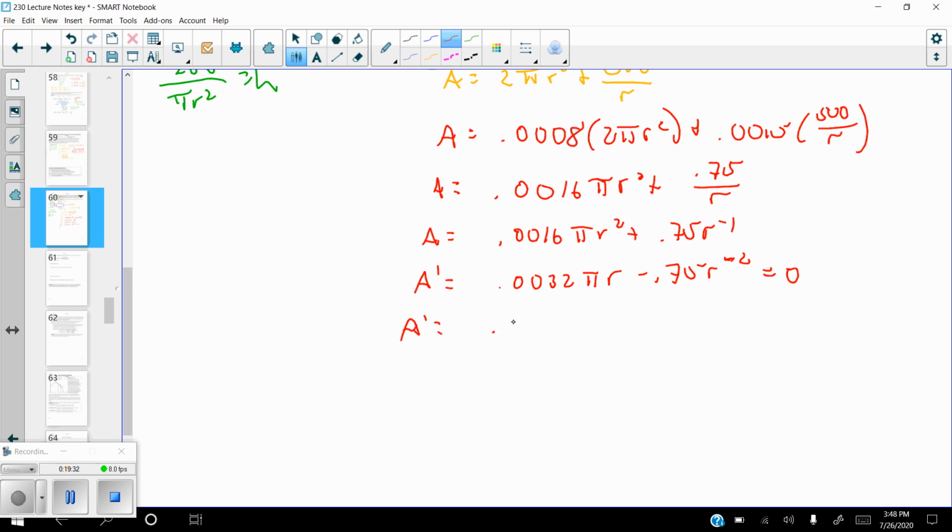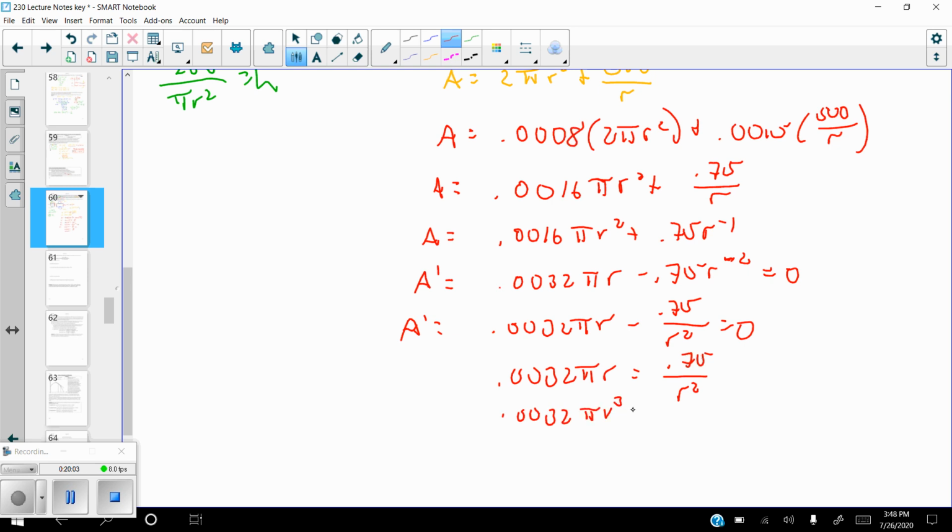So we're going to get 0.0032 pi r minus 0.75 over r squared equals 0. We'll add 0.75 over r squared to both sides. Multiplying both sides now by r squared, we get 0.0032 pi r cubed equals 0.75.